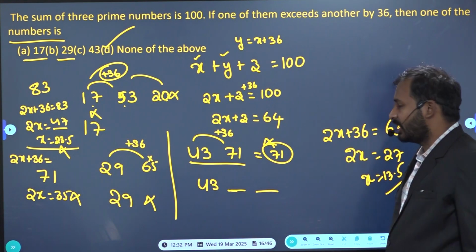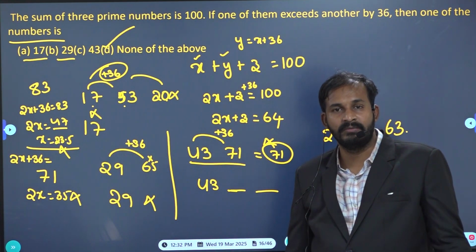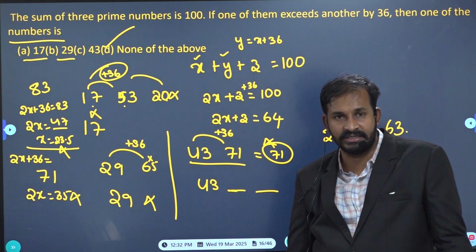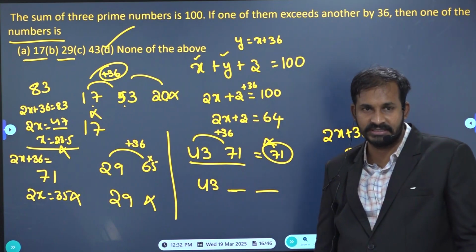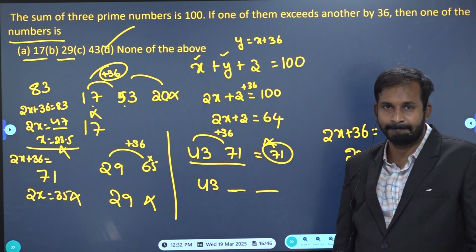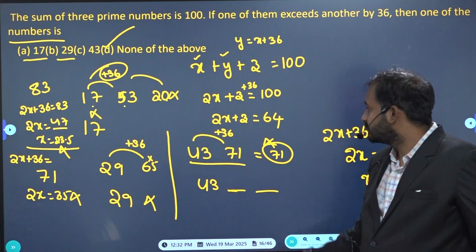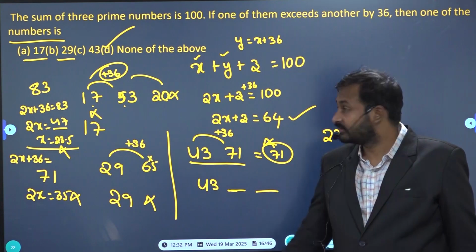Now what could be our answer? What would have been our answer? Please think carefully and tell me what can be our answer in this case. Verify it, you will get the answer. Please observe here.